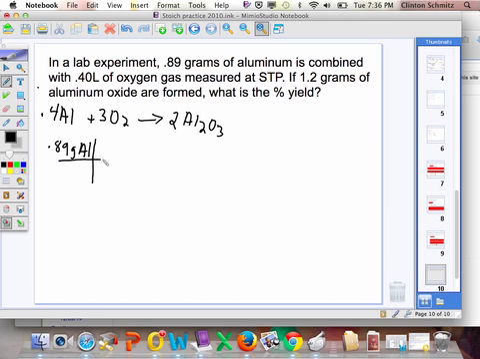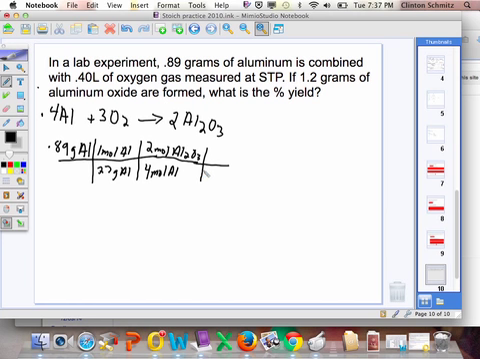So we are starting off in grams, so first we change to moles. So 1 mole of aluminum equals 27 grams of aluminum. Okay, then we're going to do the mole ratio from the equation. So remember to follow the principle of diagonality. So for every 4 moles of aluminum, we're going to get 2 moles of aluminum oxide.